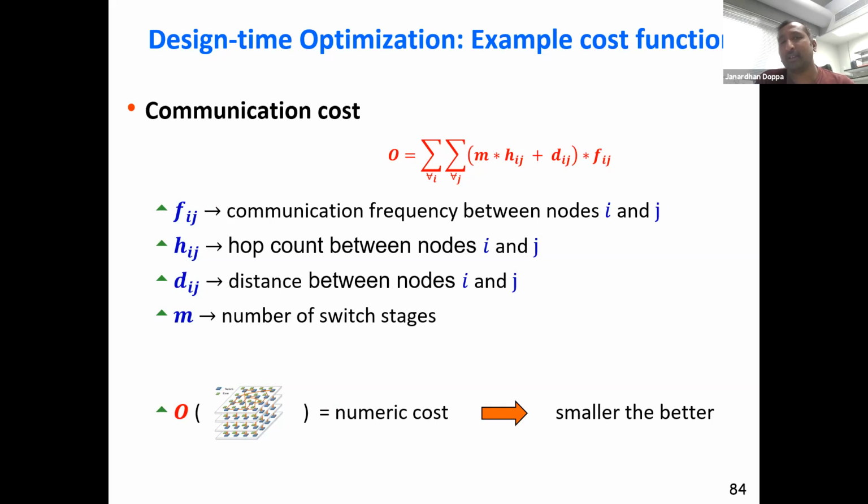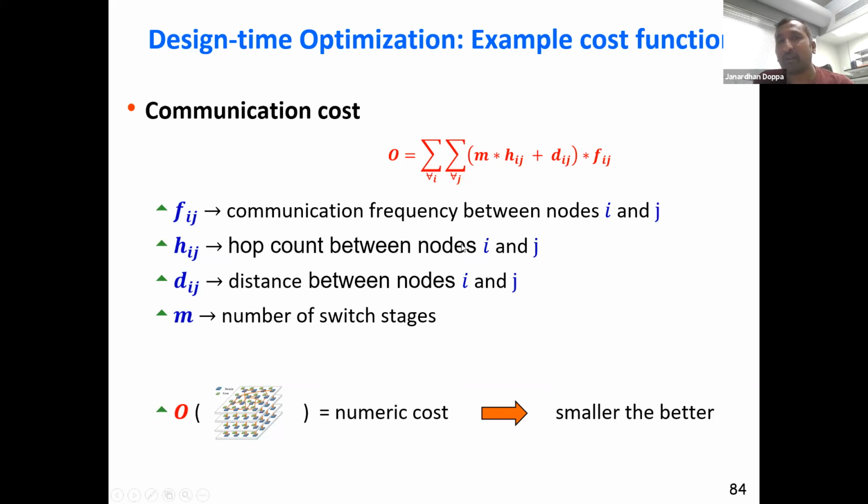So if you want to design just an NOC, we basically run the workload, and we get how the cores are communicating between each other, right? So this Fij talks about the communication frequency between cores i and j, and Hij stands for the hop count between nodes i and j, which means how many hops you have to jump before a packet can reach j from i. And Dij is the physical distance between nodes i and j, and M is the number of switch stages, right? So this communication cost is basically the weighted average hop count for a given communication network, right?